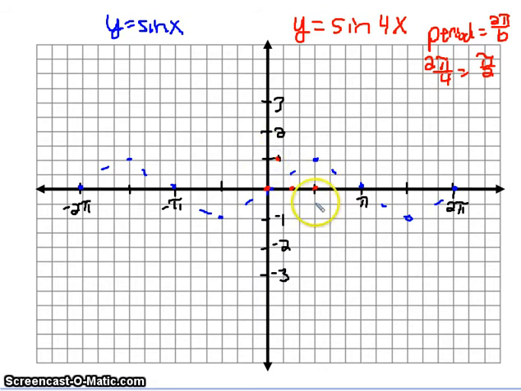1/8 of a pi and 3/8 of a pi is where I am going to have my maximums and minimums. So I am actually starting at 0, ending at 0, middle is 0.